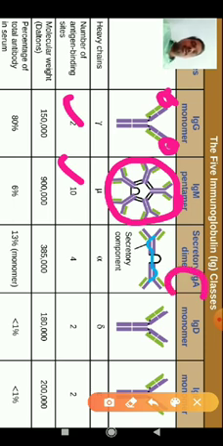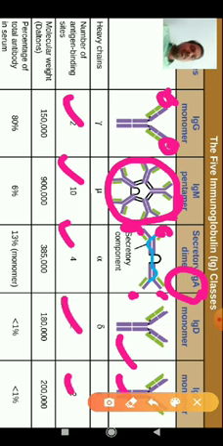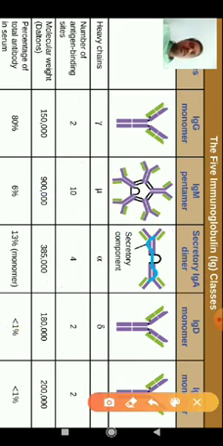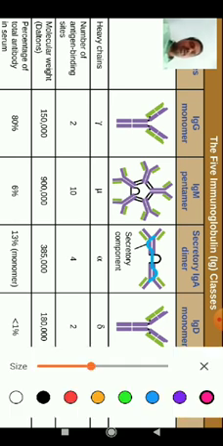In IgA, there are two antibodies, so totally four antigens are bound with it, and in IgD and IgE, two antigens each are bound. So the highest number of antigens are bound with IgM and IgA. This is the second feature of the antibodies for differentiation, and the next differentiation is the molecular weight of the antibodies.